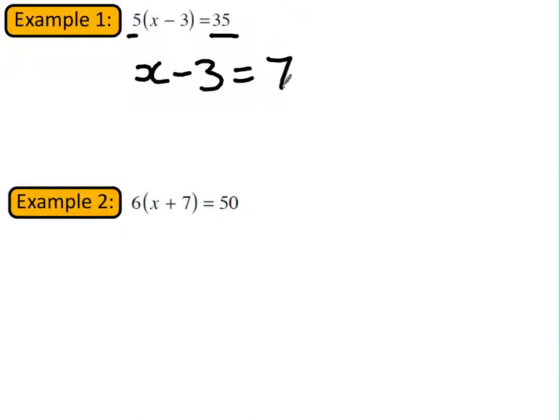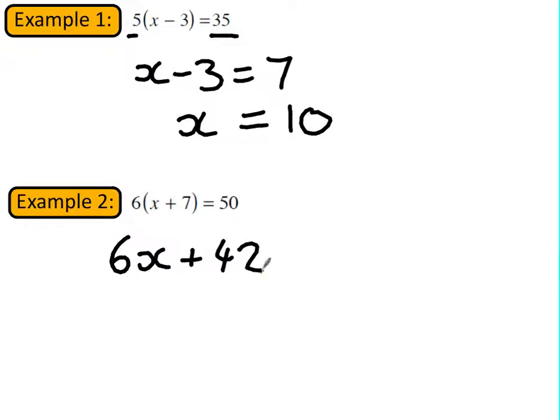Now all we need to do is add 3 to both sides, and that's going to give us that x is equal to 10. Now in the second example, we don't have the luxury of being able to do that very easily because 6 does not divide into 50. Rather than doing that, we're going to multiply out the brackets. So we're going to write 6x plus 42 equals 50.